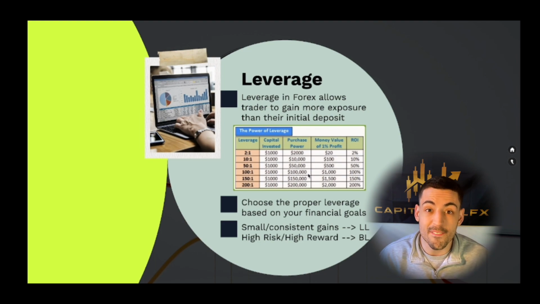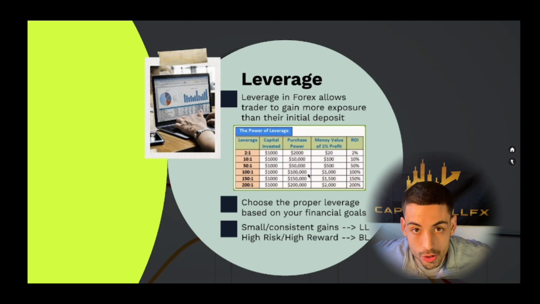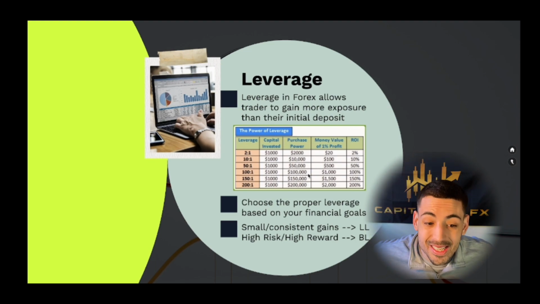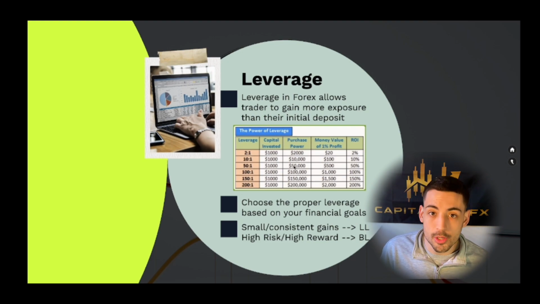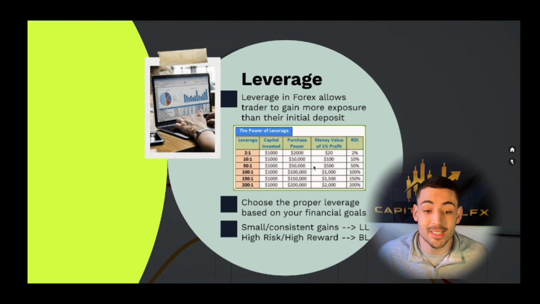So Forex brokers will provide leverage based on the leverage that you choose. Let's say you have 50-to-1 leverage. This means if you invested $1,000 into a Forex account, they would multiply your investment 50 times. So your purchasing power would be $50,000. So you can invest up to $50,000 of capital into trading the foreign exchange market.